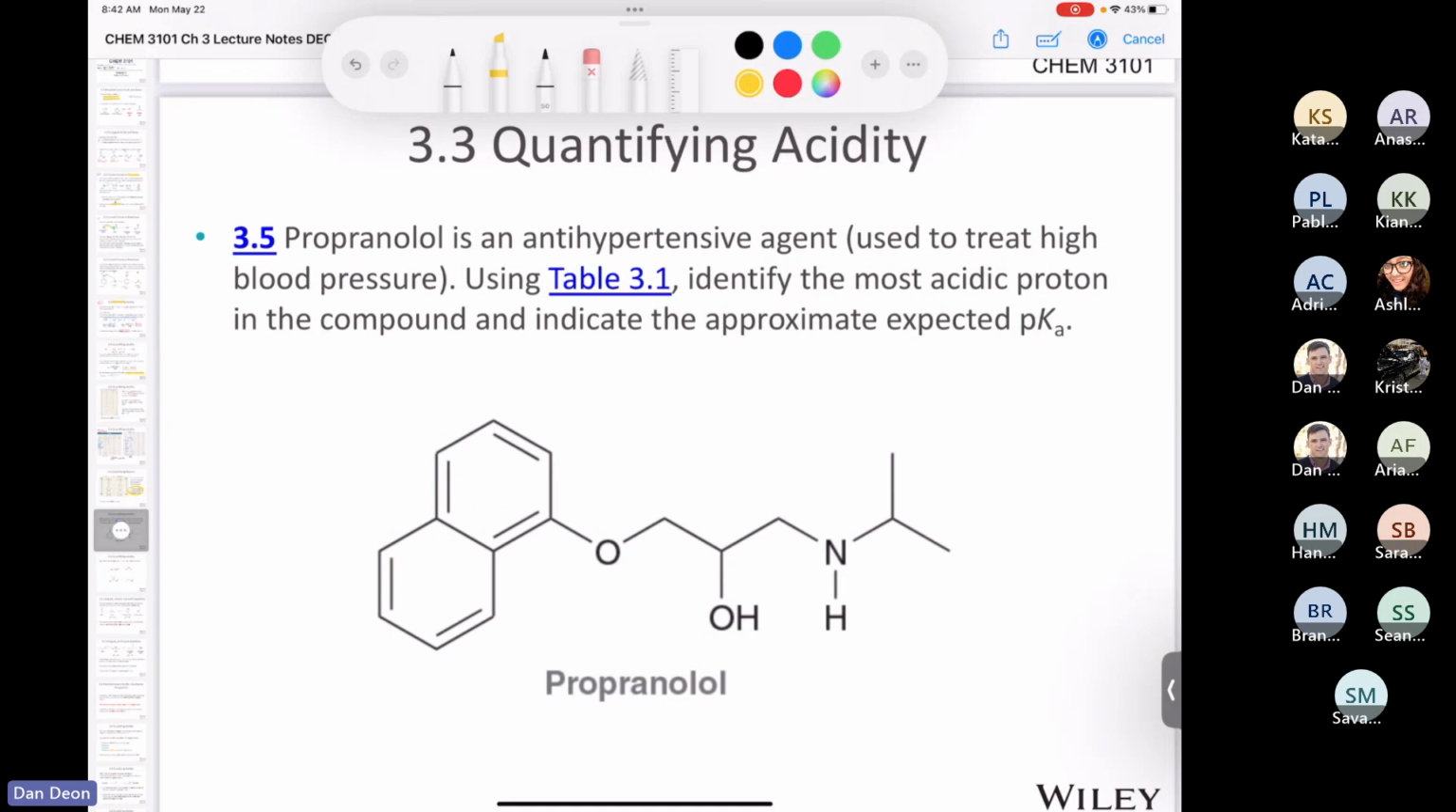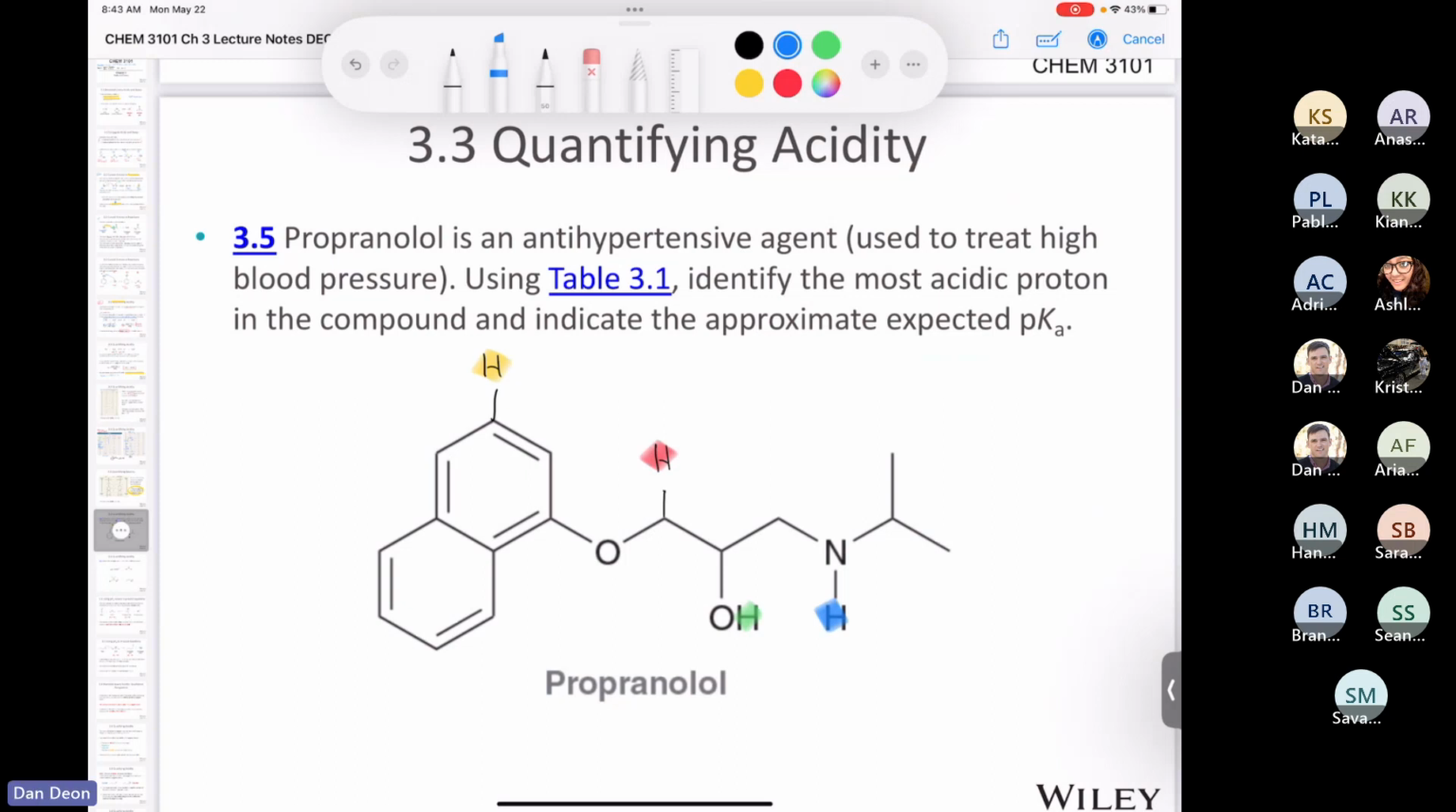So this is propranolol. I'm sure some of you have heard of this drug before. It's an antihypertensive, so it's used to treat high blood pressure; if you know anybody that's got high blood pressure, they might take this compound. It says use table 3.1 to identify the most acidic proton in the compound and indicate the approximate expected pKa. You know what I'm going to do? I'm going to highlight a few protons. I'm going to put this one here. I'll put this one here. And I'm going to highlight this one in yellow. I'll highlight this one in red. Highlight this one in green. And I'll highlight this one in blue. Okay? So I'm just going to start with those protons.